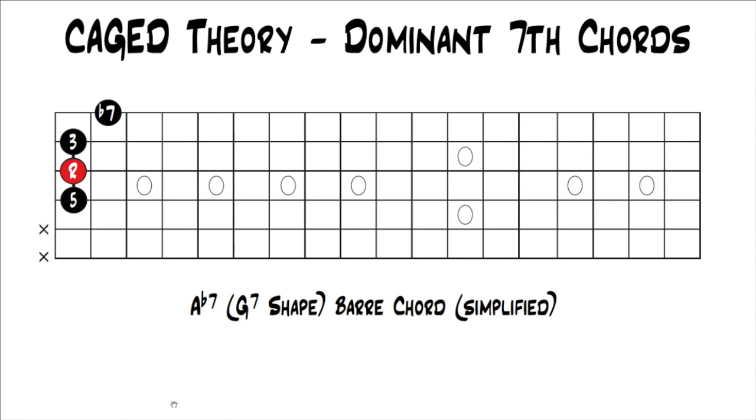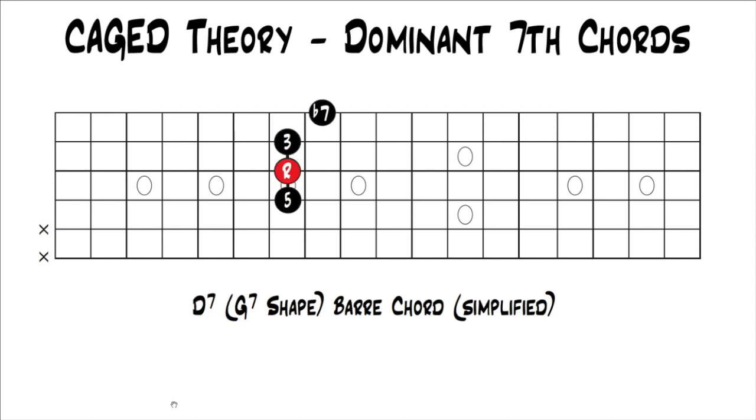And then we can move this anywhere up the fretboard since it's a movable chord. If we move our lowest note up to the 7th fret, that would give us a D7 bar chord using the G7 shape because our root is on D now. And again, this is a simplified version of the G7 shape.